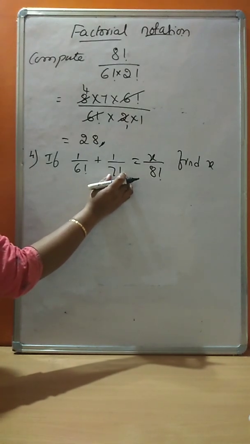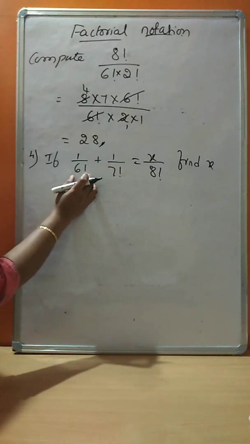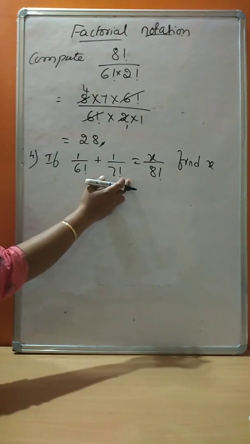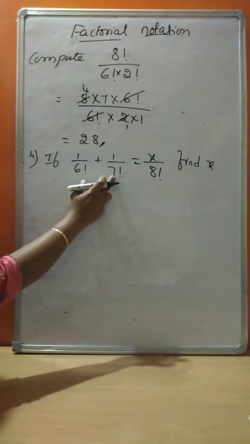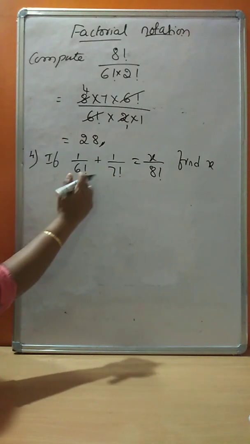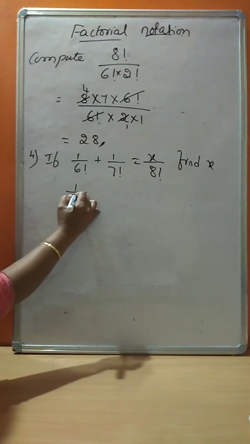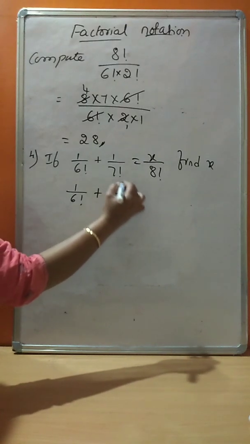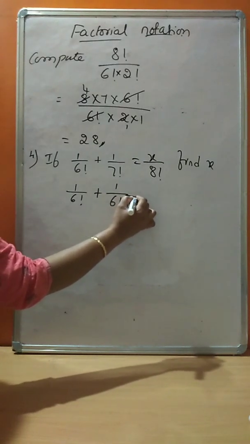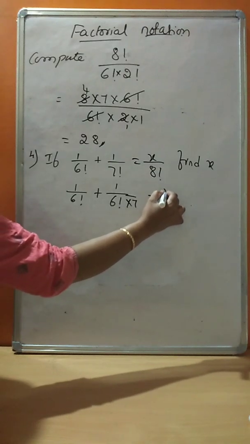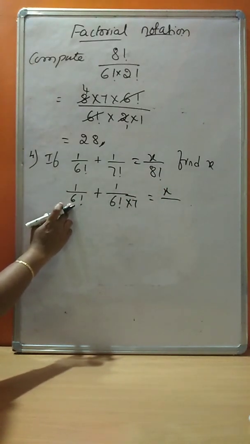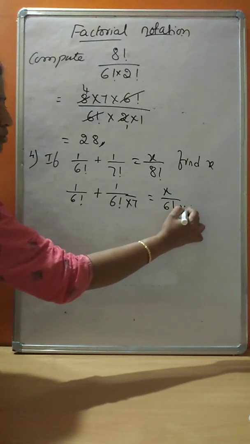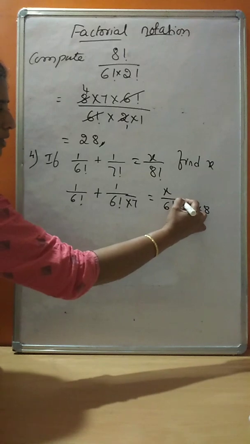This 7 factorial can be written in the form of 6 factorial, right? We can write this 7 factorial as 6 factorial into 7. So take the highest number and convert the lowest number into factors. So here 1 by 6 factorial plus 1 divided by 6 factorial into 7 is equal to x into, see, here 6 factorial, and here also 6 factorial, we can write 6 factorial into 7 into 8.